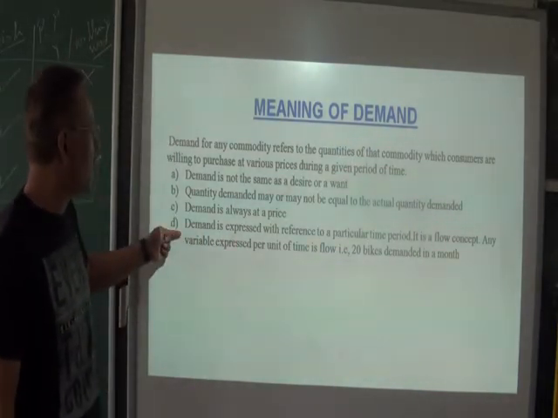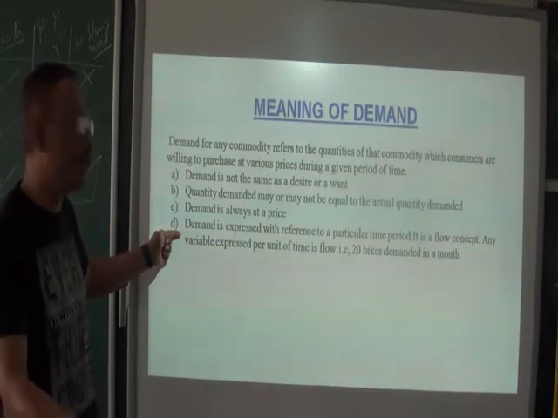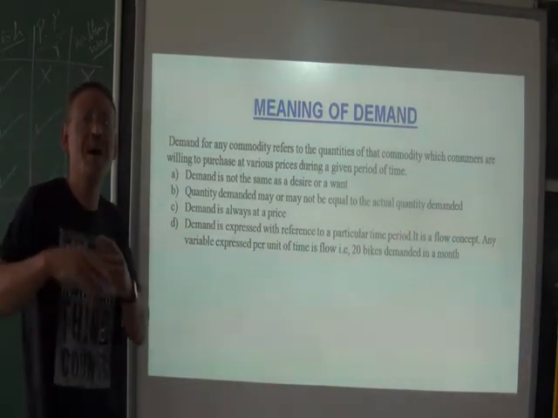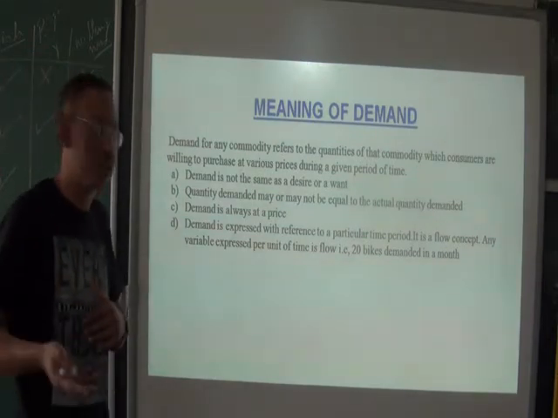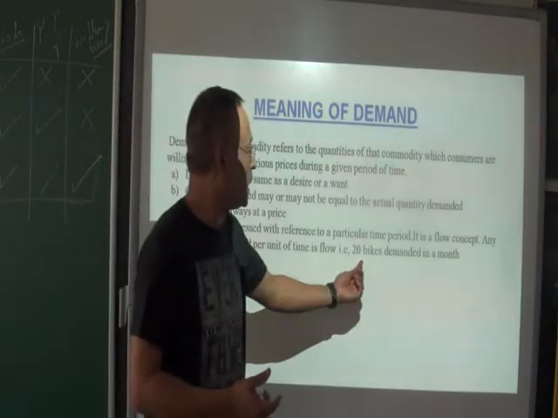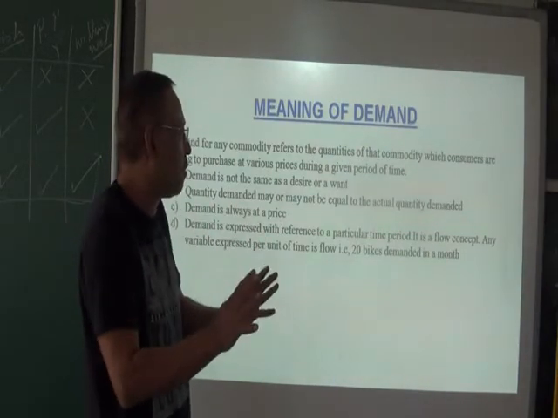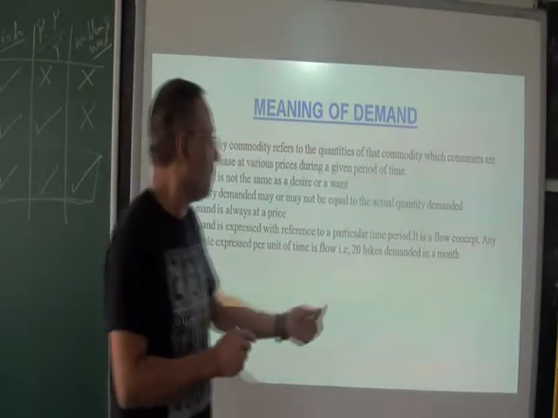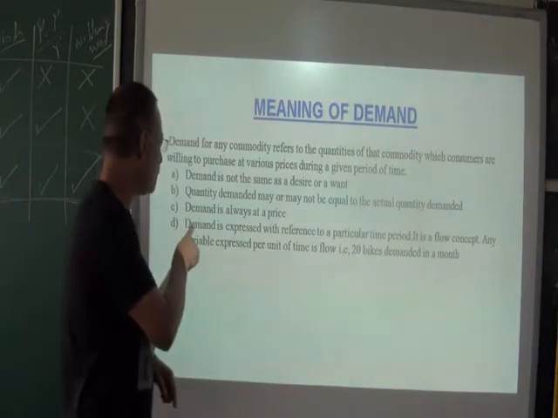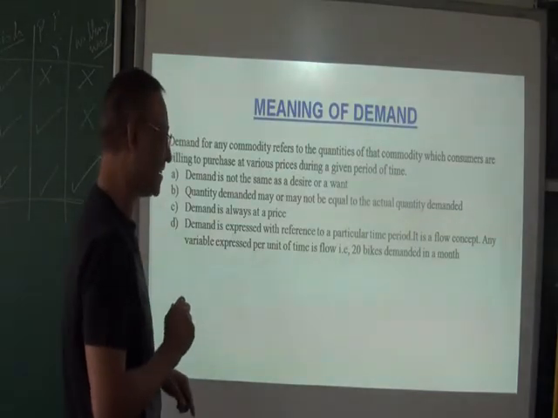The next thing is demand is expressed with reference to a particular time period. Particular time period means whenever you demand, it is for a week, for a month. What you are going to demand after a long period changes. So whenever you talk about demand, it has to be, say, in the market, there are 20 bikes demanded in a month. A showroom sells, or there is a demand for 10 cars in a month. So in a month, in a week, in a year is very important, because whenever you talk about demand, you have to talk about the time period. When? 1 week, 1 month, 1 year.